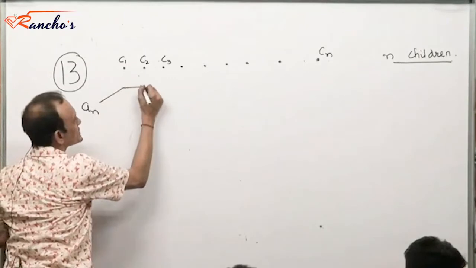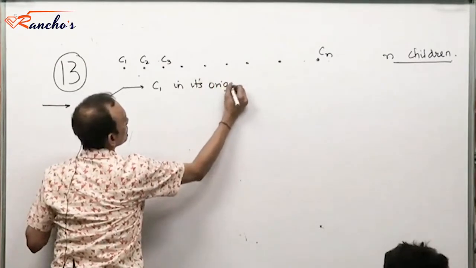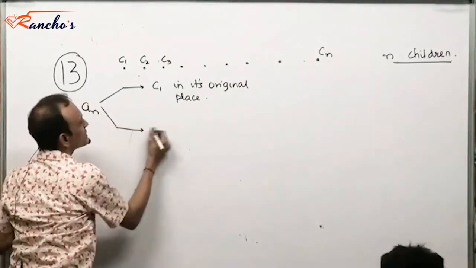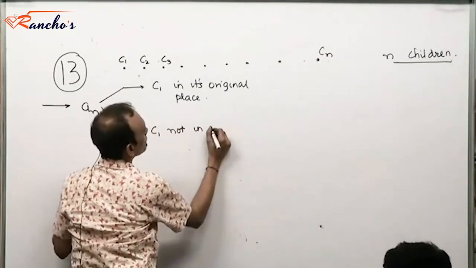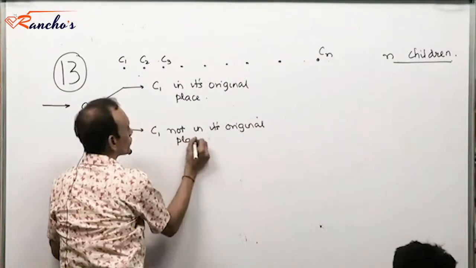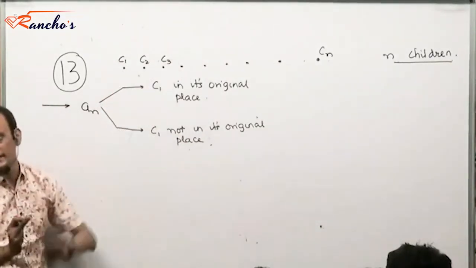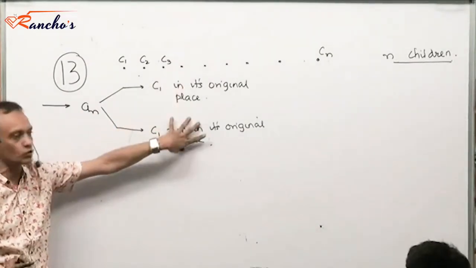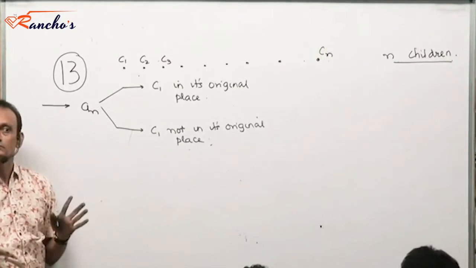So what were the two possibilities? C1 in its original place, and C1 not in its original place. In any arrangement you take, either you find C1 here or one unit displaced. Yes or no? These are the only two possibilities. And the count for this and the count for that will add up to an, the count that we are seeking.